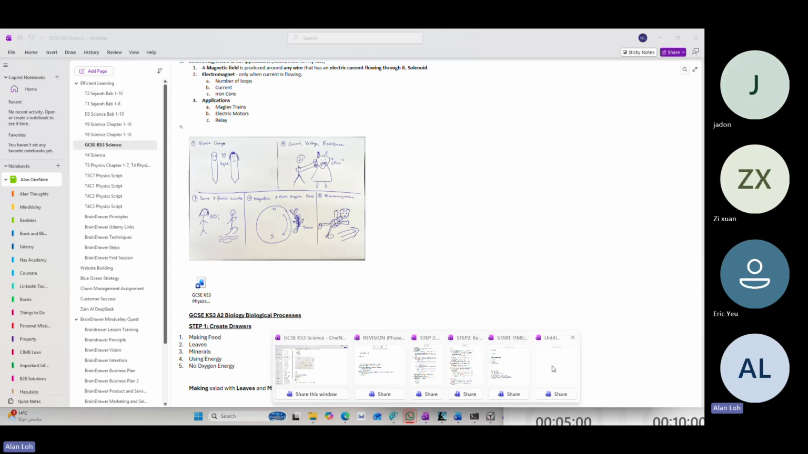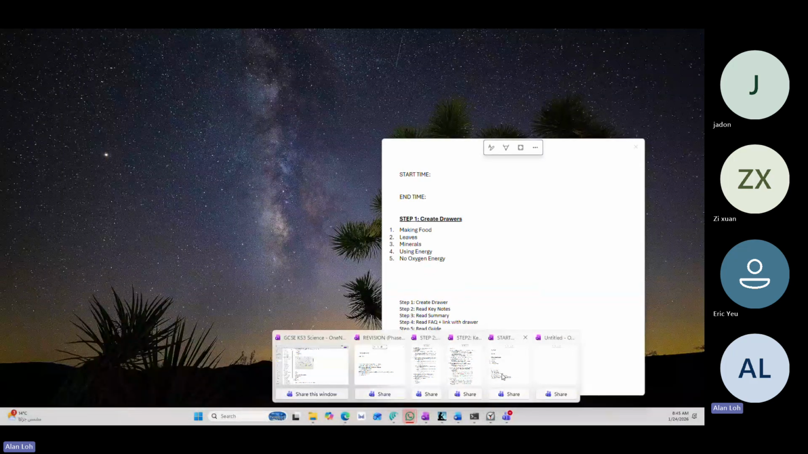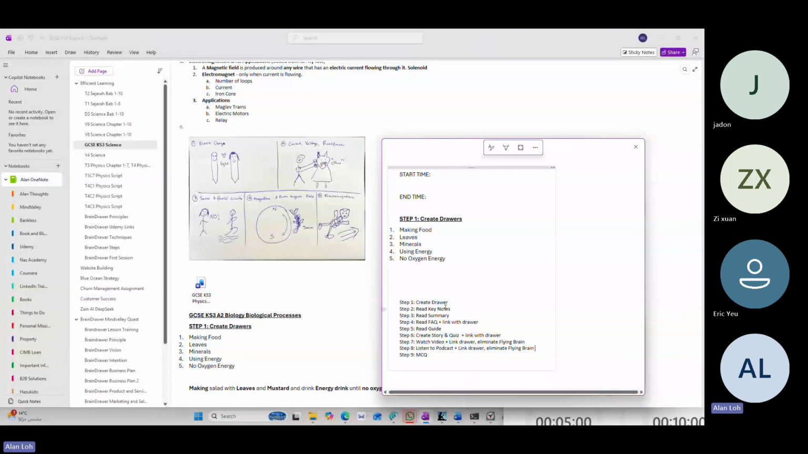The chapter is about biological processes. This is one of the GCSE subjects in science, the subject science and biological processes. The name itself is telling us it is related to biology. In science, we divide it into three subjects. If you go into year 10, you're going to start to learn biology, chemistry, and physics.